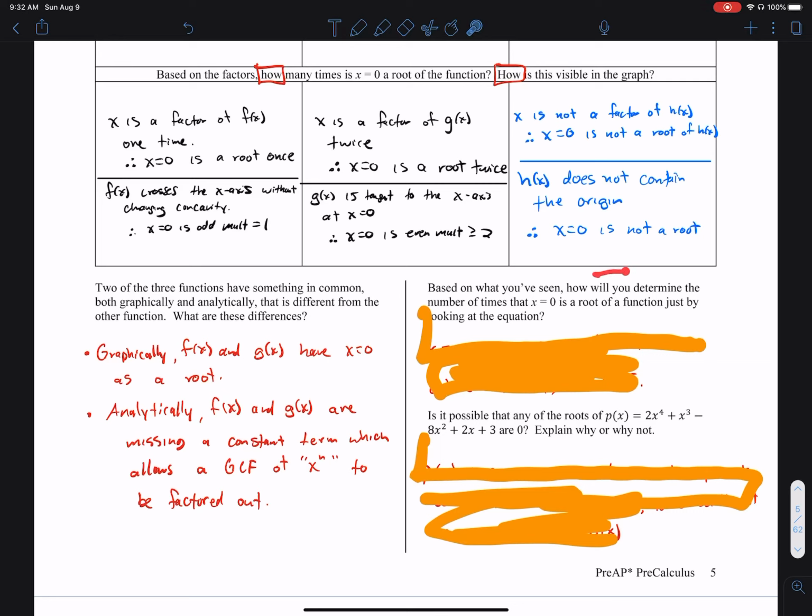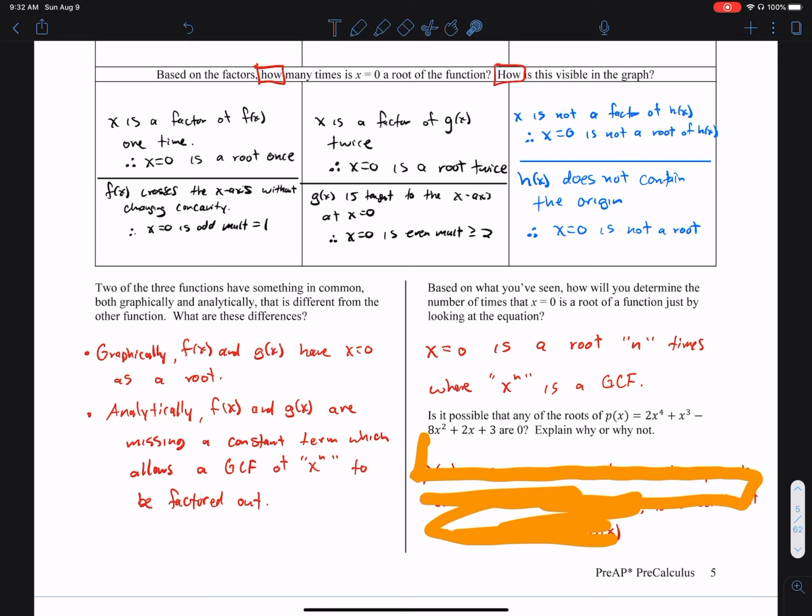Based on what you've just seen, how do we determine the number of times x equals 0 is a root of the function just by looking at the equation? X equals 0 is a root n times, where x to the n is a GCF. So just by looking at it, ask yourself, what's the GCF? If x is part of the GCF, what's the exponent that you're putting with x and putting out in the front? Whatever that exponent is, that's how many times it's a root.